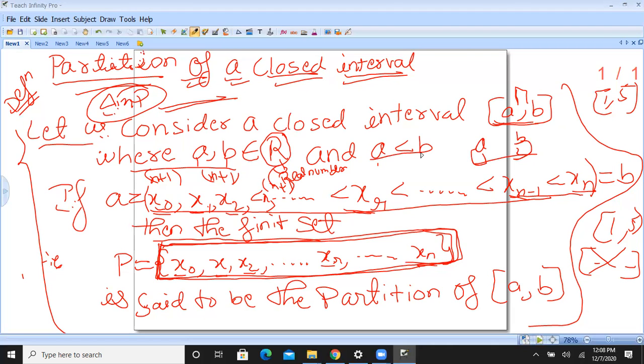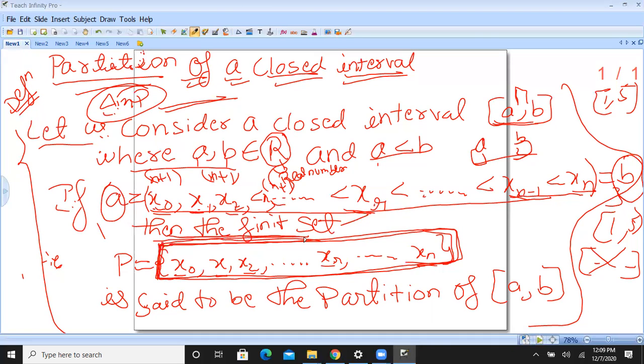We don't know the values of a and b, so we write x0, x1, x2, xr, less than xn minus 1, less than xn equal to b. These are finite. Suppose a is 1 and b is 3, then the values in between are 1.1, 1.2, 1.3, 1.4, 2.1, 2.2, 2.3, and 3.